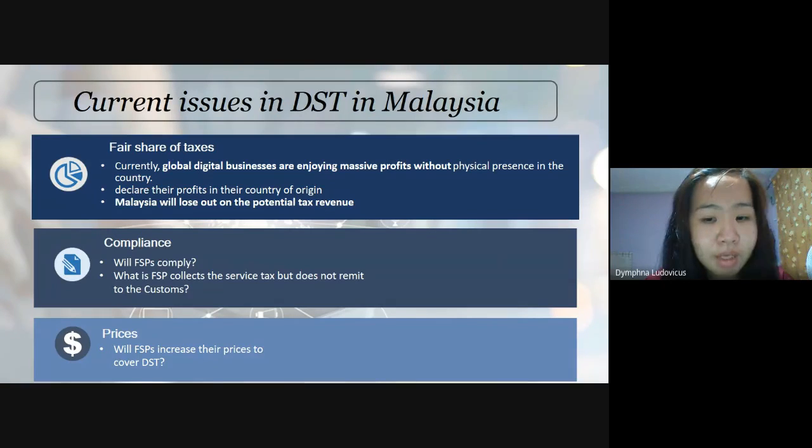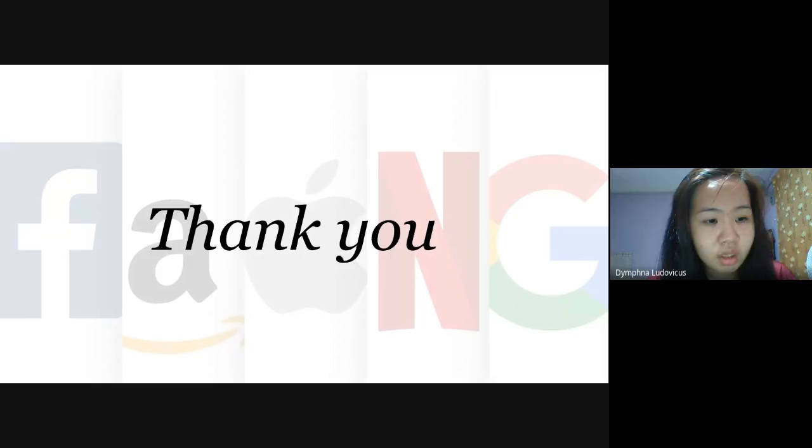As for the compliance, the challenging issue facing customs is enforcement if the FSP fail to comply. The worst situation is when the FSP collects the service tax but does not remit the tax to the customs. As for prices, only time will tell what mechanisms are most effective and whether FSPs will increase their prices to cover the digital service tax. So that is all from our group. Thank you.